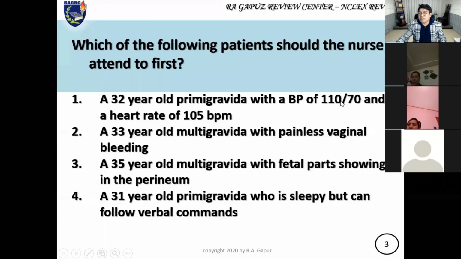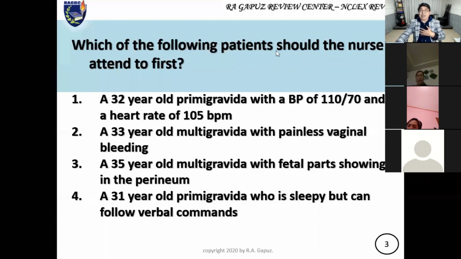When you have less than 110, so this is still normal because it's 110/70. The heart rate is 105, okay? So it's not above 130. We said it's a priority if the heart rate is below 40 and above 130. So this is still considered within normal range. So not a priority.